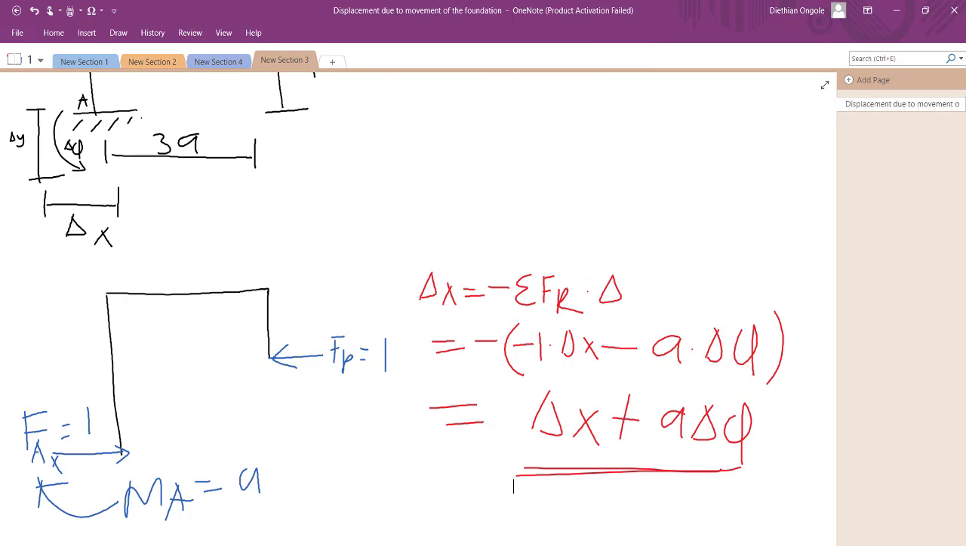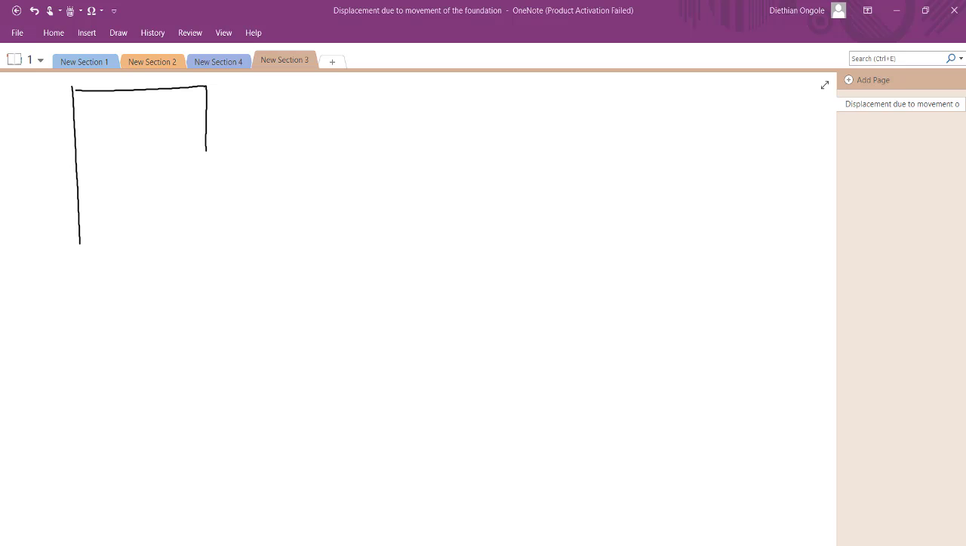Next, we are going to look at the displacement in the vertical direction. For this one, we have got to add a unit force at the point where displacement is required, that is point D. So we add a unit force Fp is equal to 1 in the vertical direction since we are finding the vertical displacement. Then if Fp is equal to 1, that means we shall be having a vertical reaction also, but in the opposite direction, at the rigid support of magnitude Fya equal to 1.